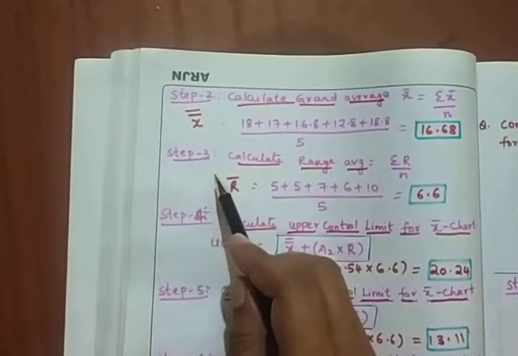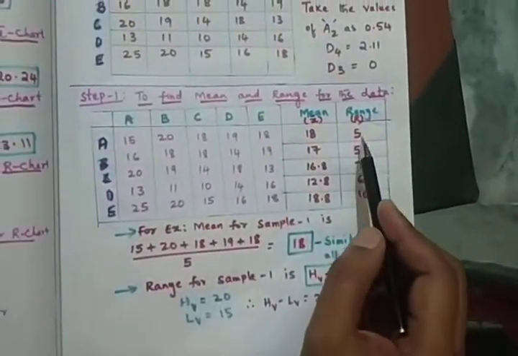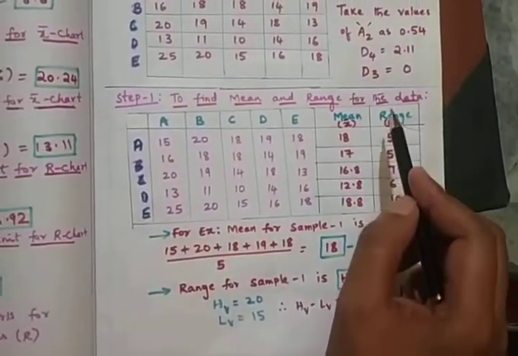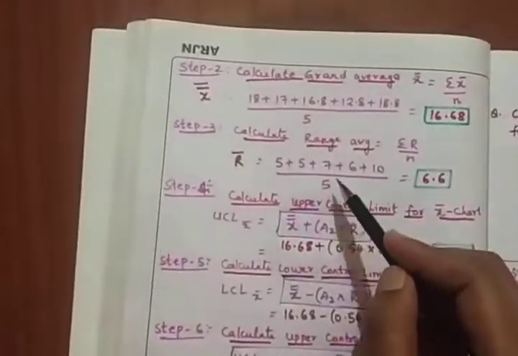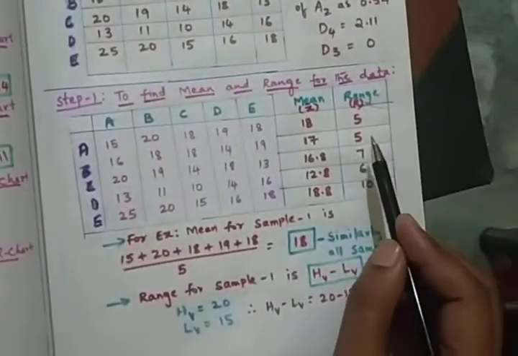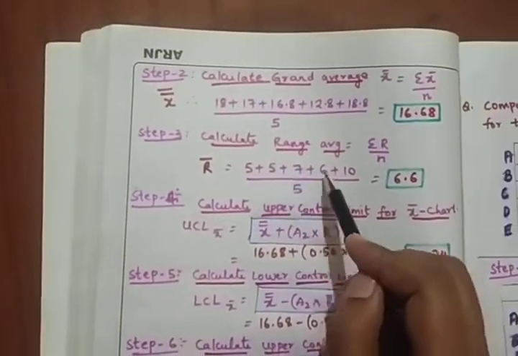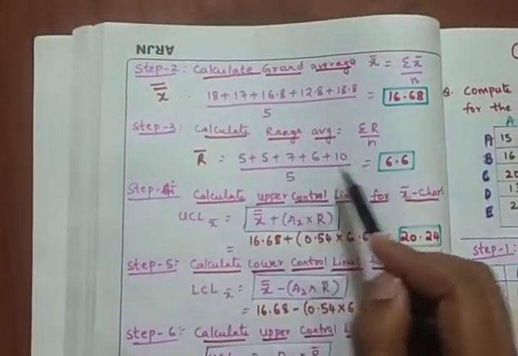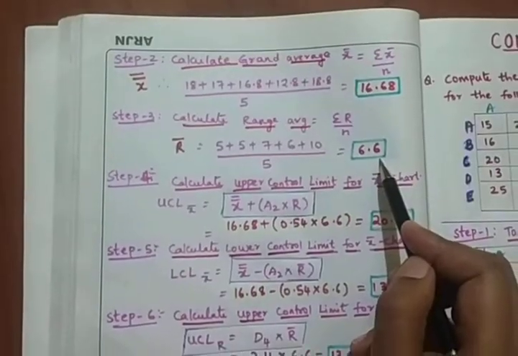Similarly, the third step is to calculate the range average. How to calculate the range average? If you add up all this, that is the sum of all the range values upon the number of observations. That is, here you have 5 plus 5 plus 7 plus 6 plus 10, right? So 5 plus 5 plus 7 plus 6 plus 10 upon how many we have? 5. So therefore you get the average of ranges.